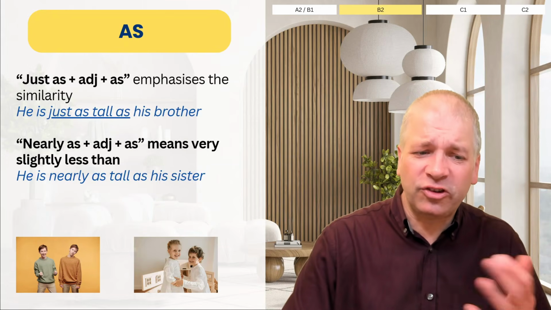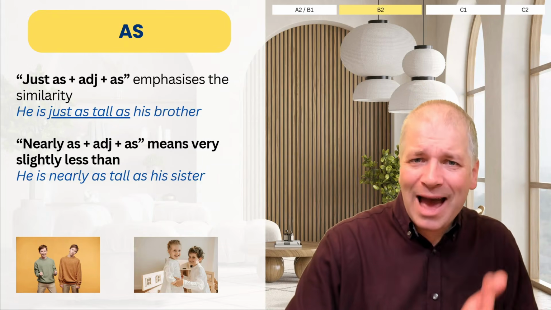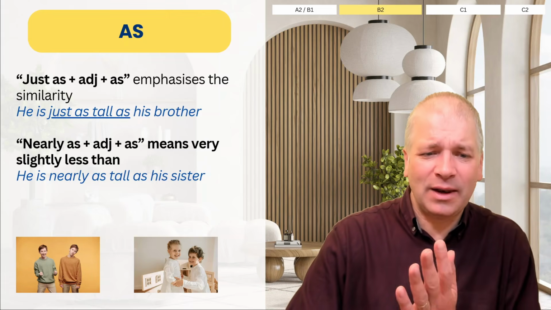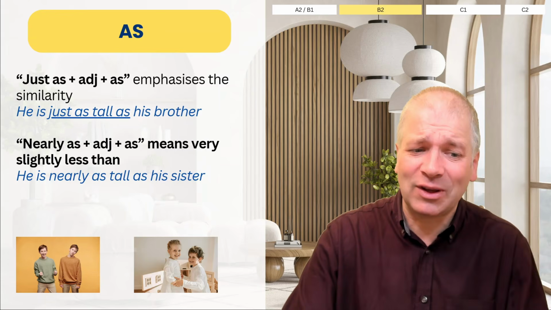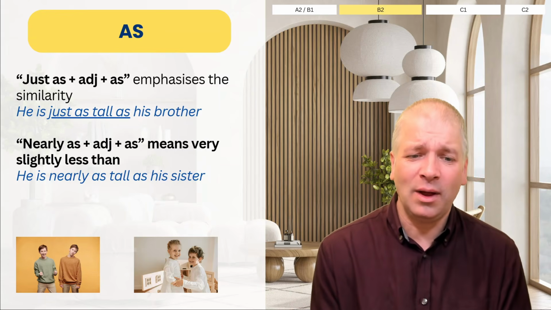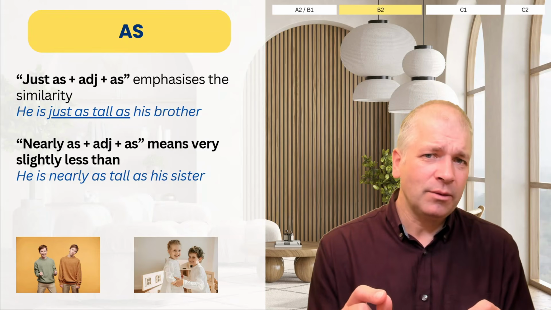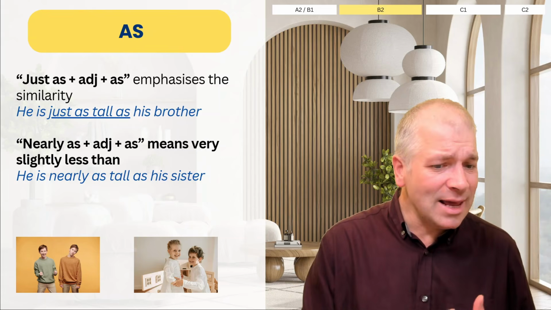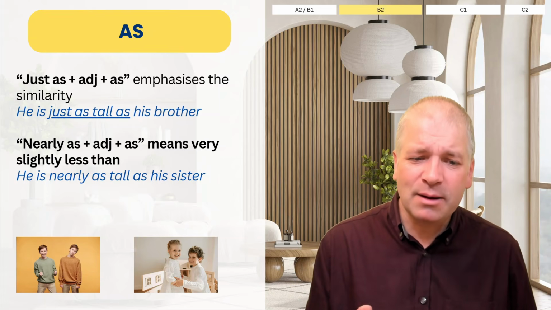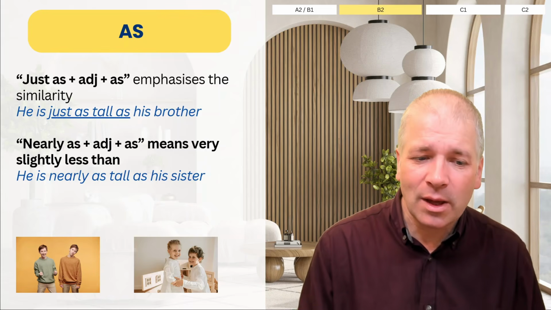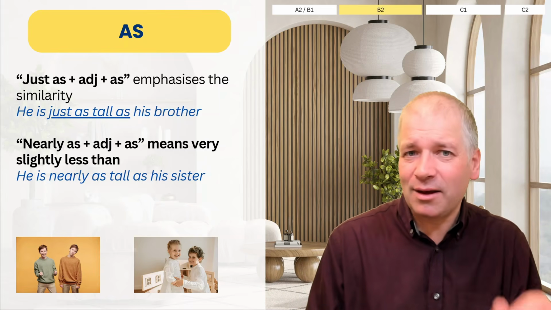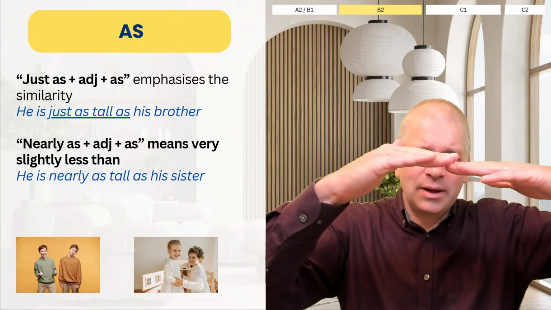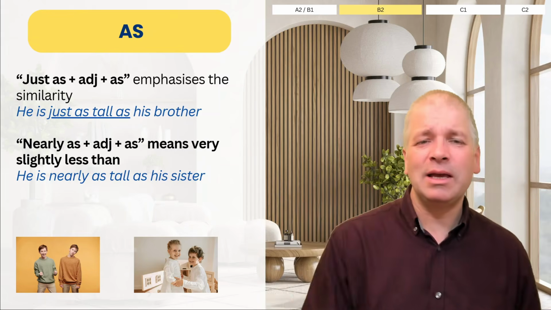We can also use just and nearly with the as, adjective, as combination. Just as plus adjective, then as emphasises the similarity. He is just as tall as his brother. Really meaning it's exactly the same. And then nearly as, adjective, as, means very slightly less than. He is nearly as tall as his sister in the second picture. Well, that means the height is very similar, but he is a little bit below his sister's height.